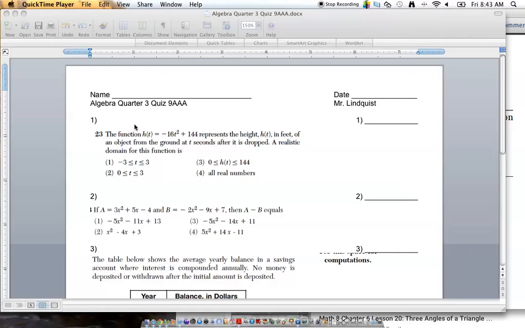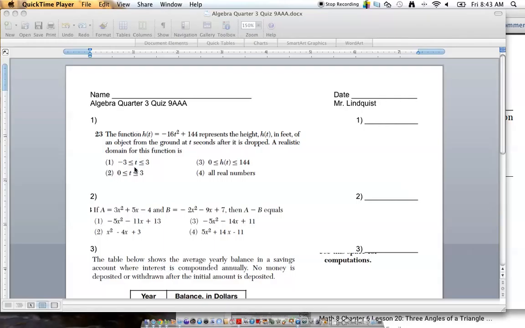Okay? So you just ask yourself, what kind of things could be inputted into this function? And in this function, you have to put the time in to figure the height of the ball. So it's t for time. What's a realistic amount of time for the throw? It would be 3 seconds. Okay, next, number 2.